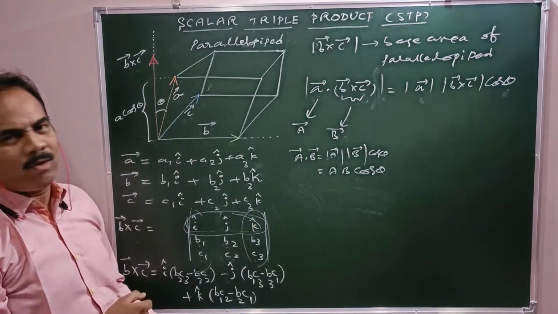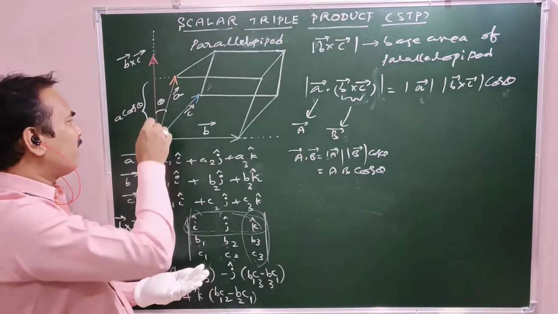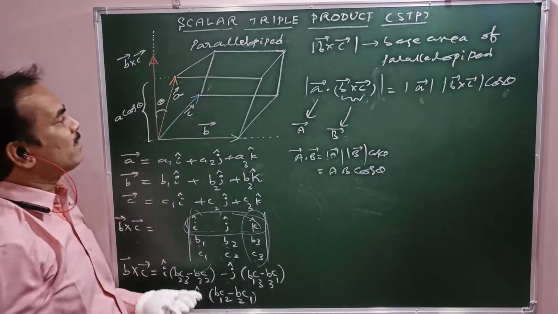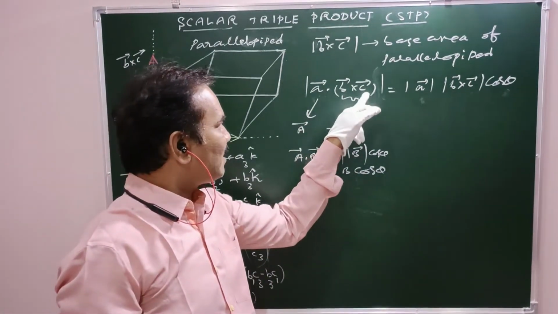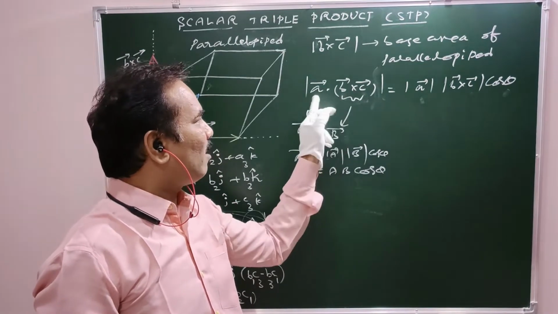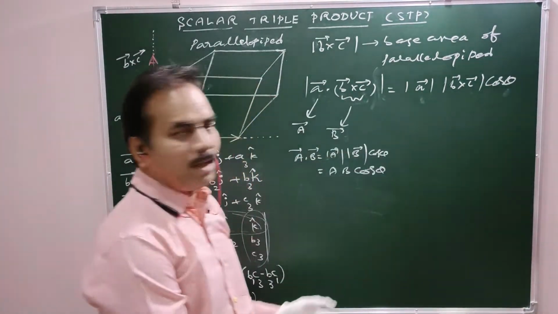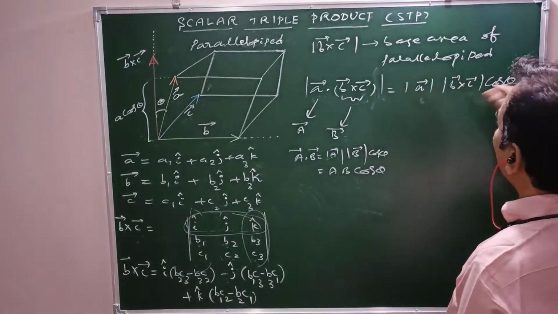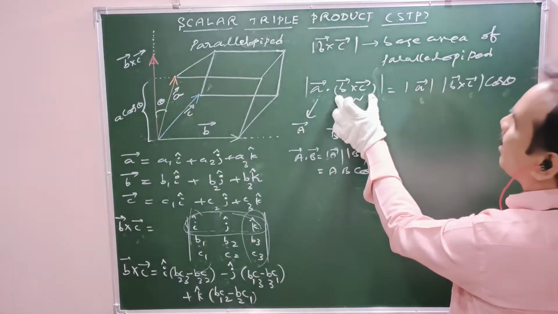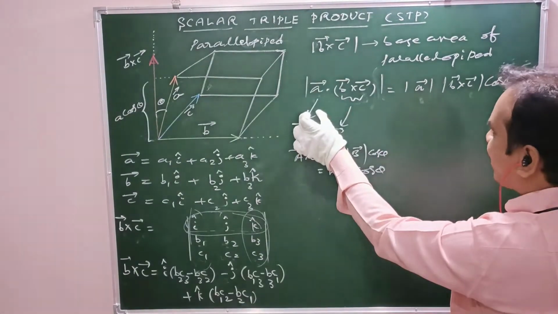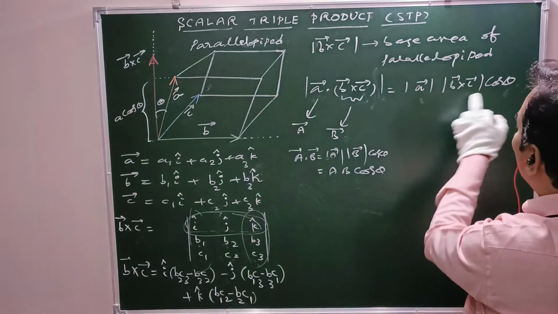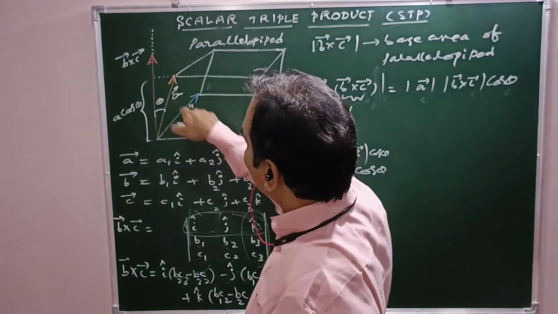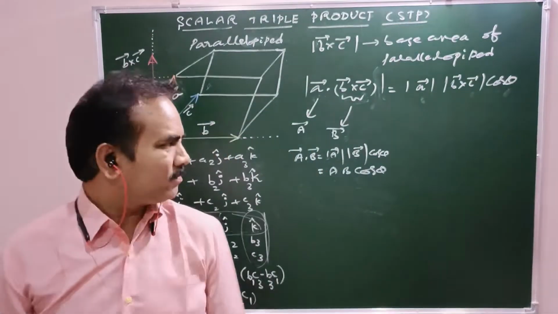Theta. Here theta is the angle between A bar and B bar cross C bar. What is the angle between these two vectors? That is theta. So as per the definition of dot product, mod A bar, mod of B bar cross C bar into cos theta. This is one vector, this is another vector. Magnitude of the first vector multiplied by magnitude of the second vector multiplied by the cosine of the angle between these two, that is theta. Right? Cos theta.